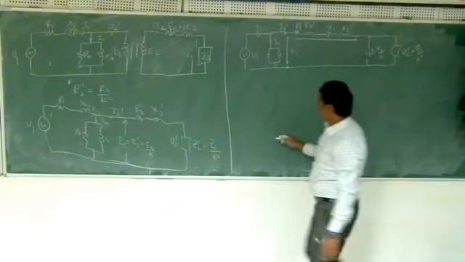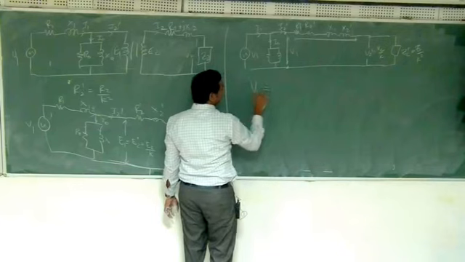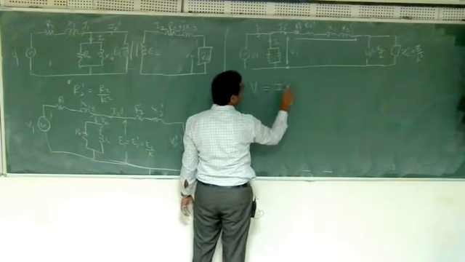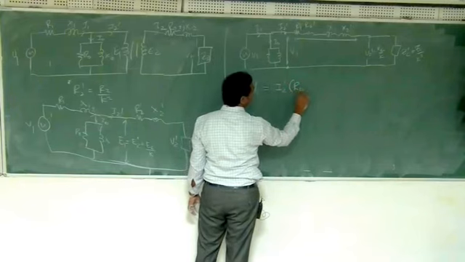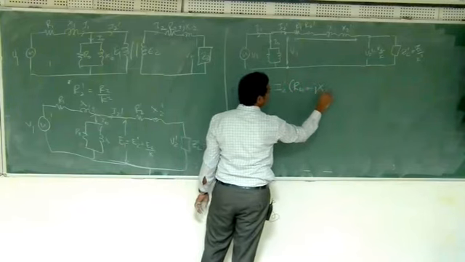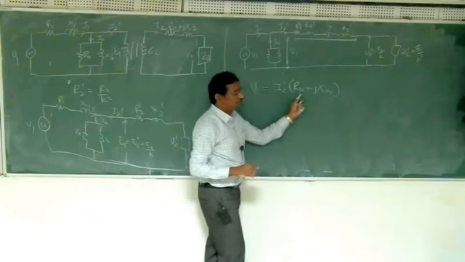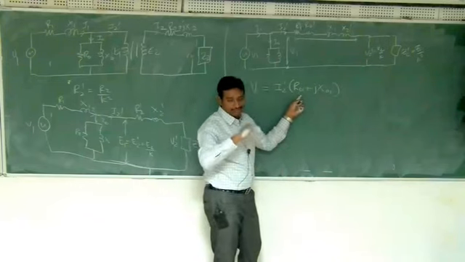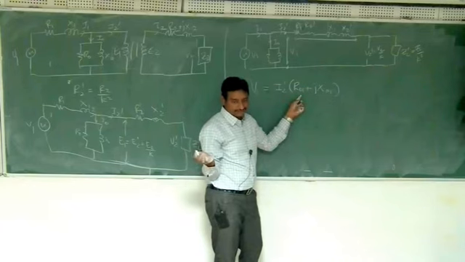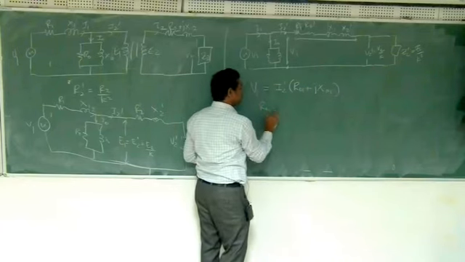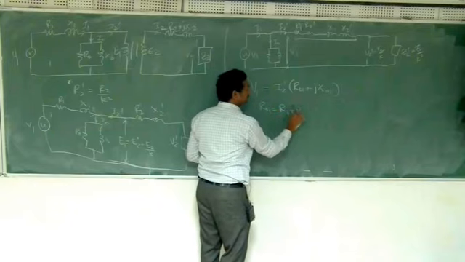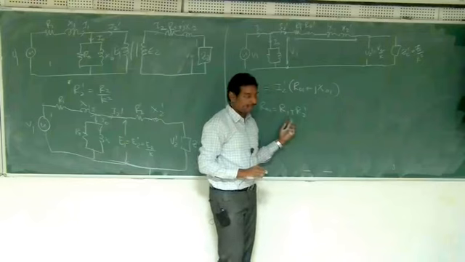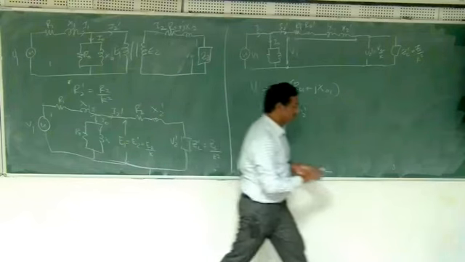So I'll get a simple thing like this. V1 equal to the current I2 dash multiplied by R01 plus JX01. So if you remember this notation, what is R01? The total resistance of the transformer considering both primary and secondary resistances. Okay. So R01 is nothing but R1 plus R2 dash. Secondary resistance transferred to primary added to the primary resistance.